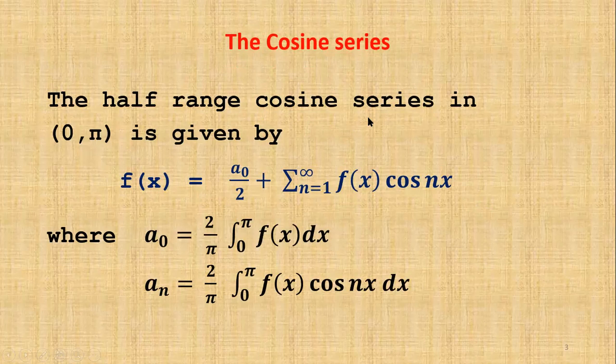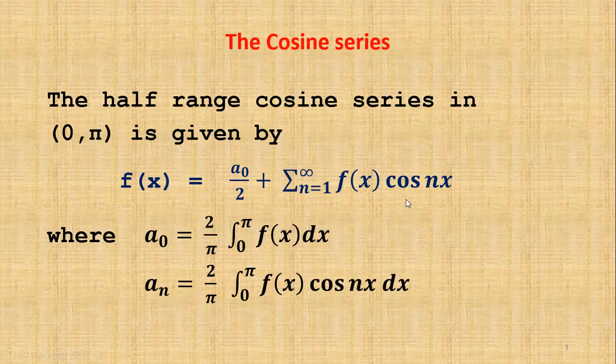The half range cosine series in 0, pi is given by f of x is equal to a naught by 2 plus summation n is equal to 1 to infinity an into cos nx. Sorry, this is not f of x, it is an into cos nx. Where a naught is equal to 2 by pi into integral 0 to pi f of x dx, and an is equal to 2 by pi into integral 0 to pi f of x into cos nx dx.